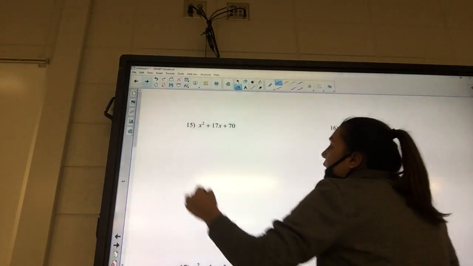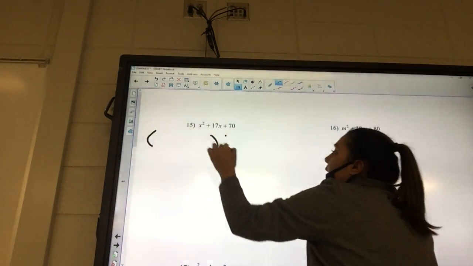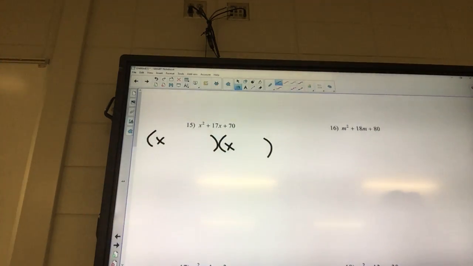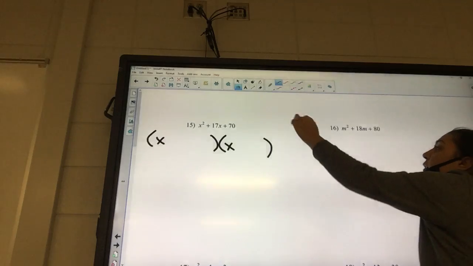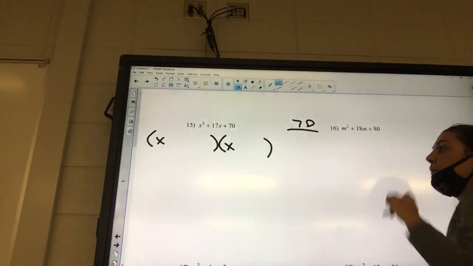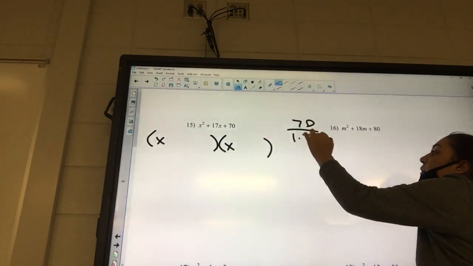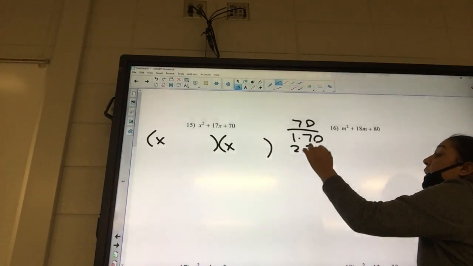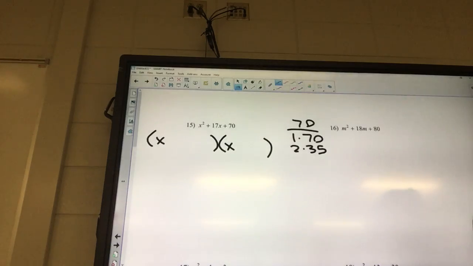Look at 15. Draw your parentheses. We've got x and x. What are we finding the factors of? 70. What are some factors of 70? 1 and 70. 2 and 35. What about 3? There's nothing for 3. What about 4? What about 5? 5 and 14.